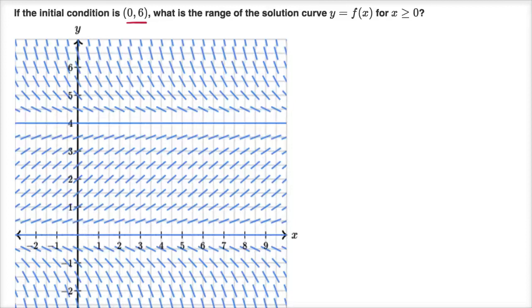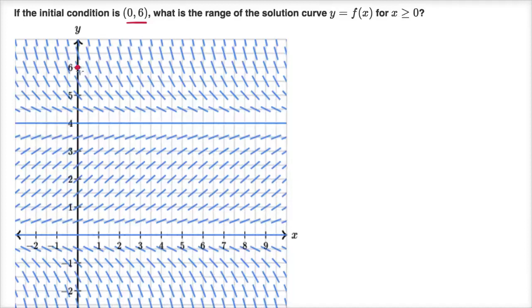So let's see, (0, 6). So this is part of the solution. And we want to know the range of the solution curve. So the solution curve, you can eyeball a little bit by looking at the slope field. So as x, remember, x is going to be greater than or equal to 0, it's going to include this point right over here.